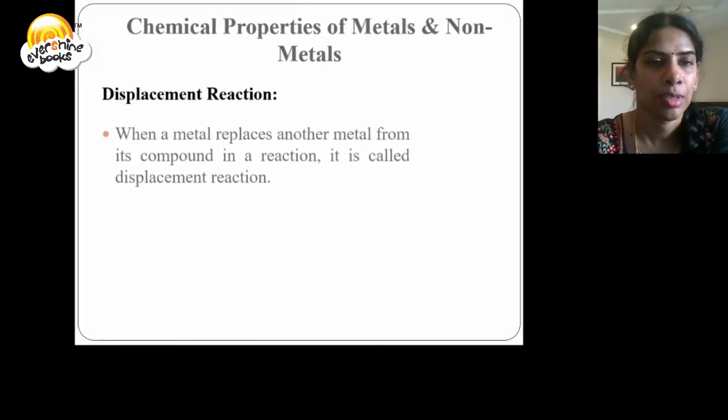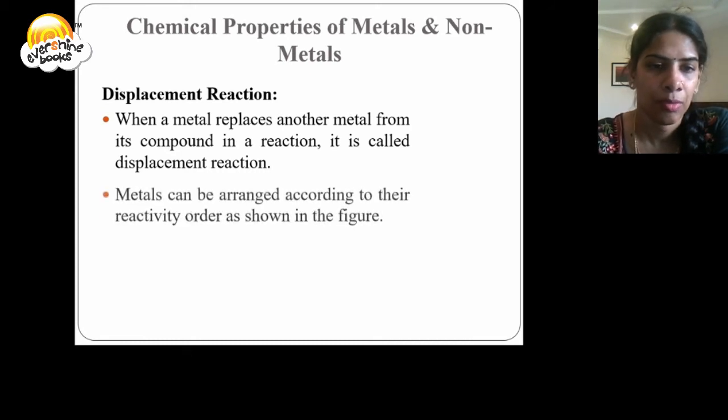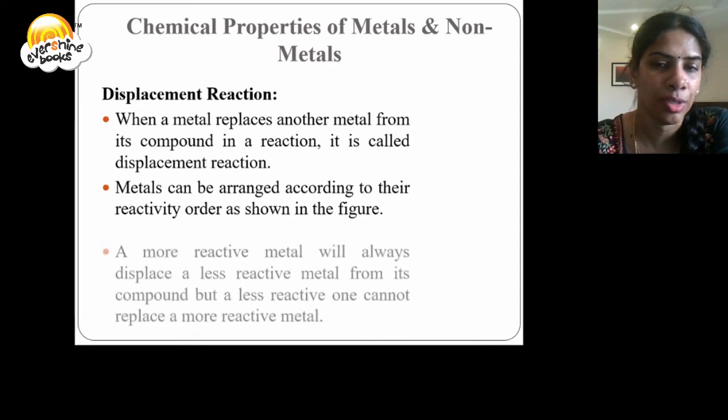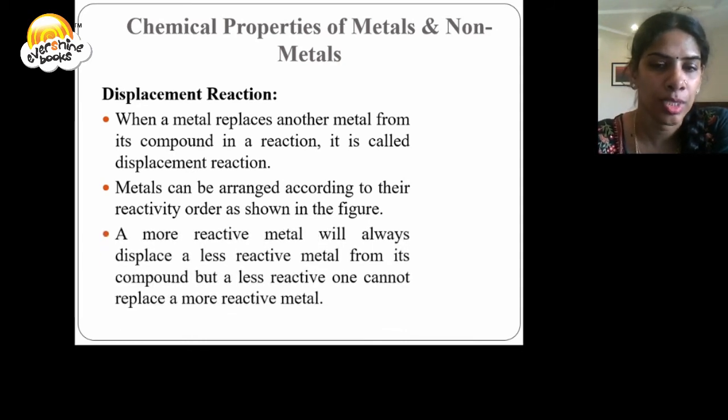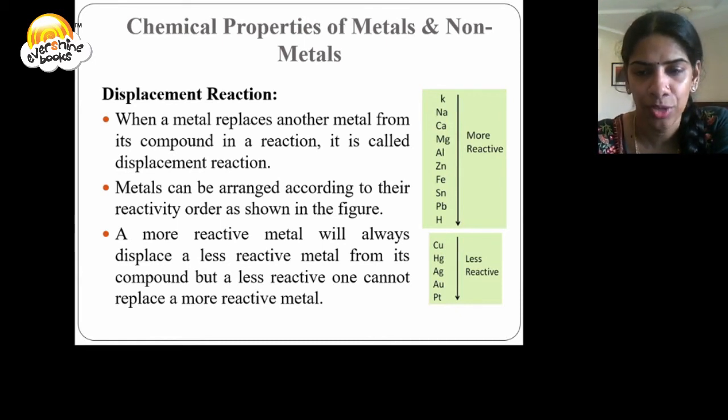Displacement reaction. When a metal replaces another metal from its compound, it is called a displacement reaction. Metals can be arranged according to their reactivity order as shown in the figure. A more reactive metal will always displace a less reactive metal from its compound, but a less reactive one cannot replace a more reactive metal. The picture shows you the arrangement of metals in the order of their reactivity. The metals which are below hydrogen cannot replace the more reactive metals.